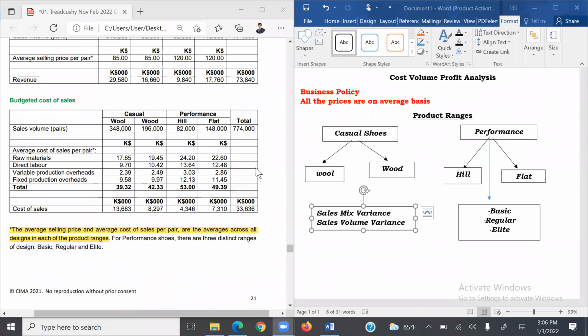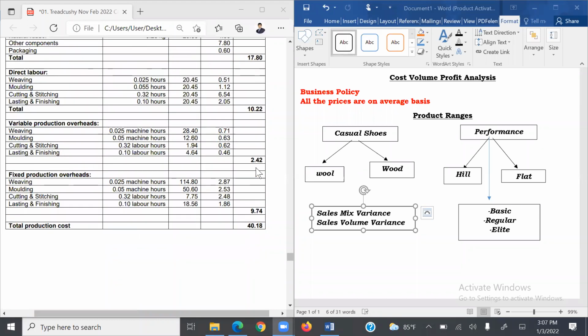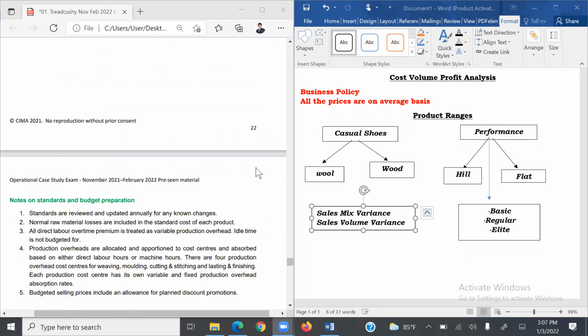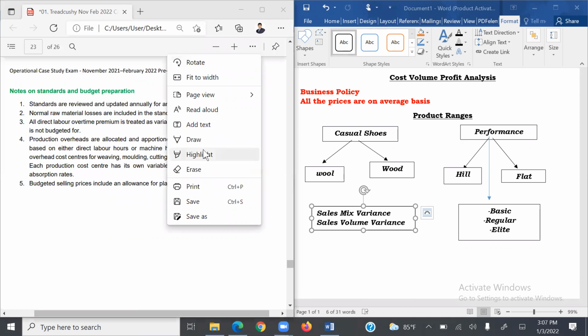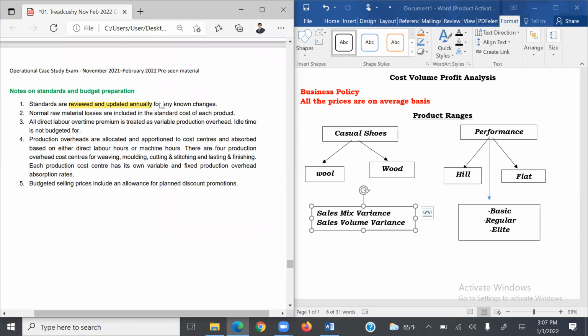So students, now what we need to do next is, before we go into the standard costing and everything, we should remember the policies as much as possible. The policies play a major role before we evaluate the numbers, because policies will differ company wise. Do you agree with me? Policies will always differ company wise. So what I can specifically start with is the policies. Standards are reviewed and updated annually for any known changes.